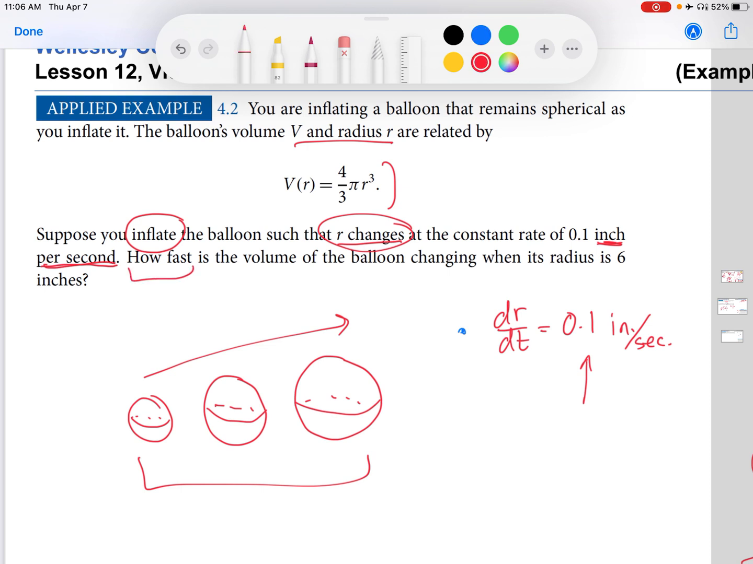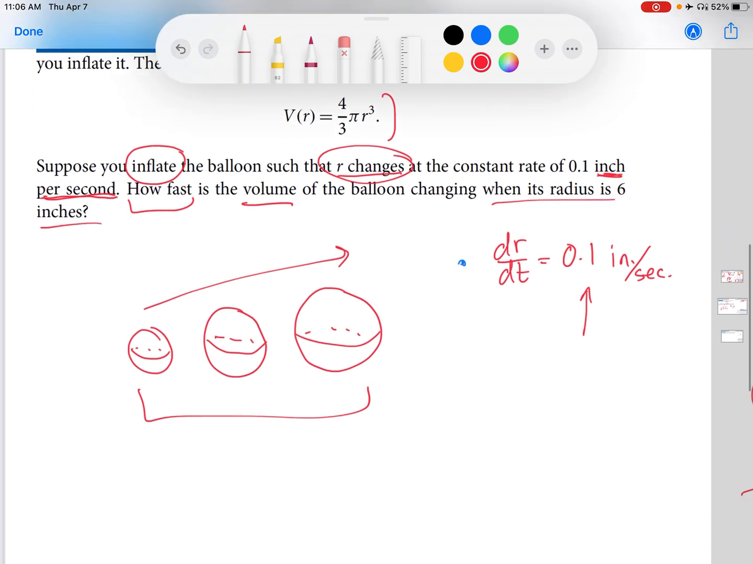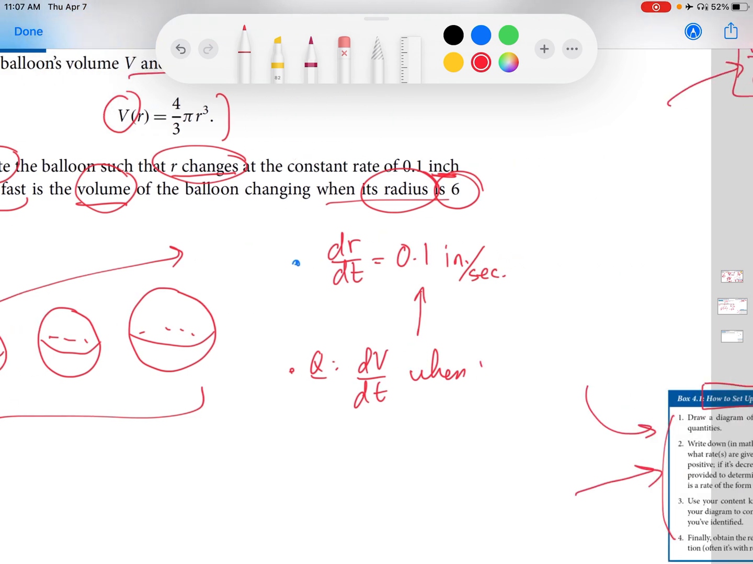Here's the question that makes it related rates. How fast is the volume of the balloon changing when its radius is 6 inches? Okay, so the question here is how fast is the volume changing? So volume here is V. So we're asking about dV/dt when the radius is 6 inches. When the radius, which is what we called R here, when R equals 6 inches.